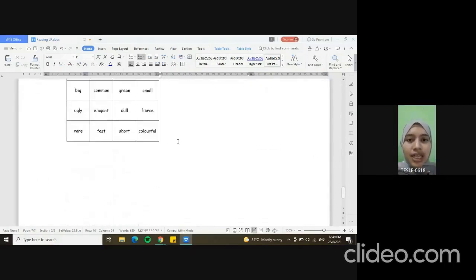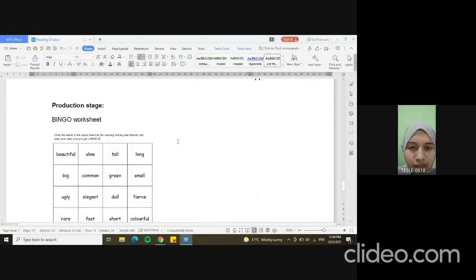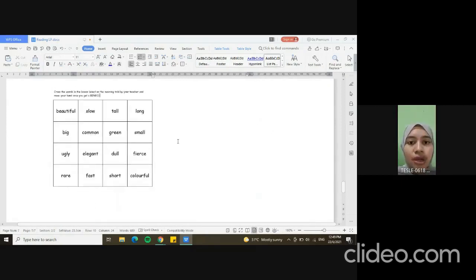As you can see in the bingo worksheets, they are beautiful, slow, tall, long, and all of the adjectives there. The teacher will write the meaning. For example, the meaning of the word beautiful. The teacher will write and read the meaning of beautiful, and pupils need to listen carefully to the description, and only then they can cross out the word, and the teacher will continue to do so until the pupils manage to get the bingo.